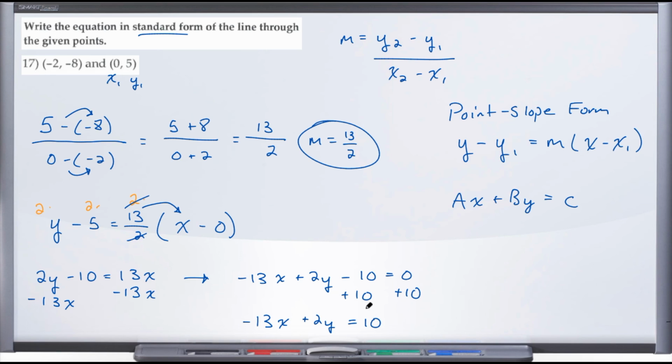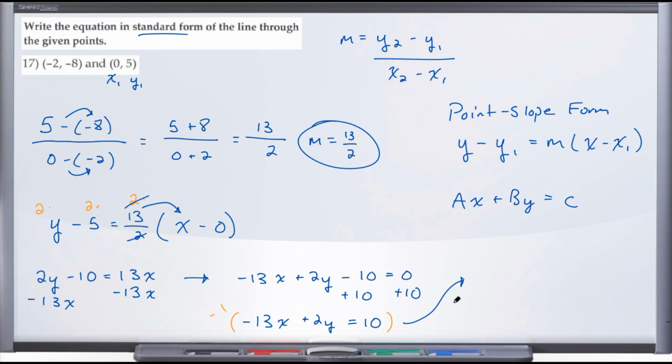And while that's correct, you want to be careful, because you may recall in class we talked about when your equation is in standard form, this leading coefficient of x cannot be negative and it cannot be a fraction. And right now we have a negative leading coefficient. So how do we change that? Well, we can multiply this whole equation by negative 1.